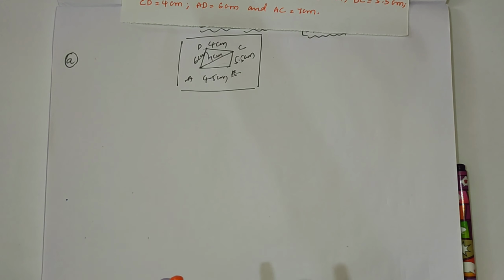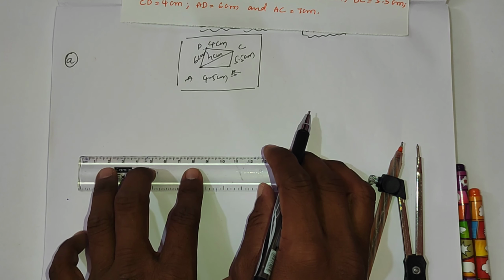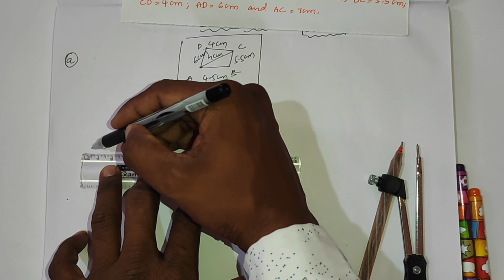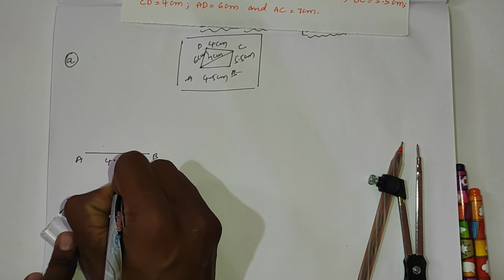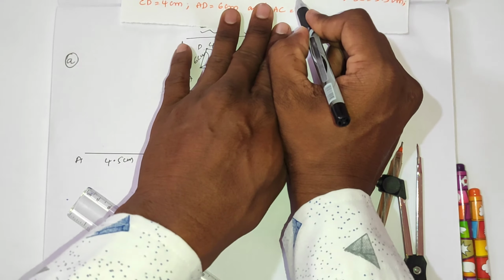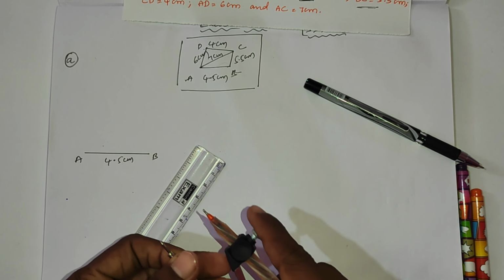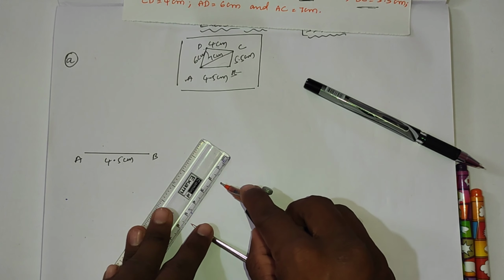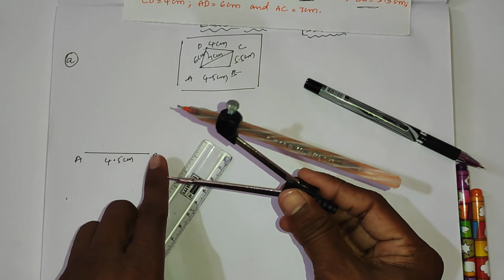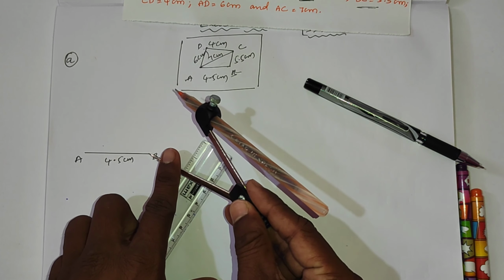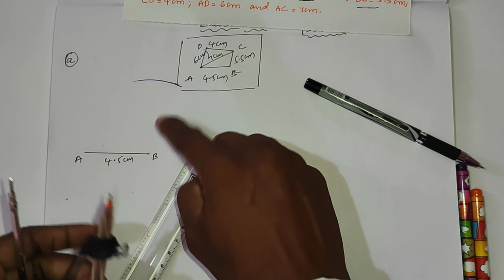Now what is given first? We'll take a base as 4.5 centimeters. With the help of a ruler, we'll draw a line segment AB as 4.5 centimeters. So AB is completed. Now BC is given as 5.5 centimeters. Measure 5.5 centimeters with the compass and the ruler. Now taking B as the center and 5.5 centimeters radius, I am drawing an arc. It is the length of BC.